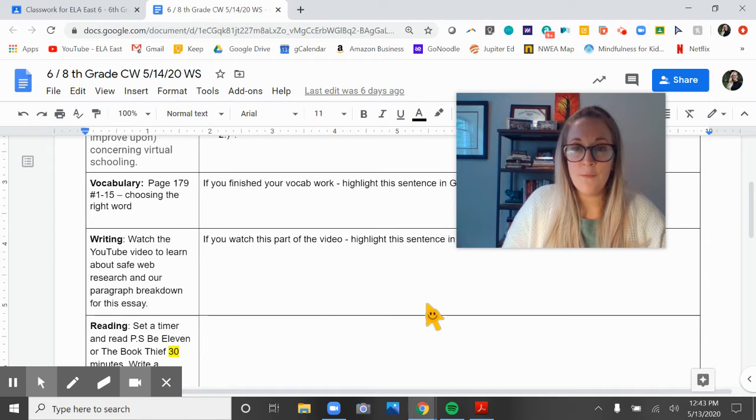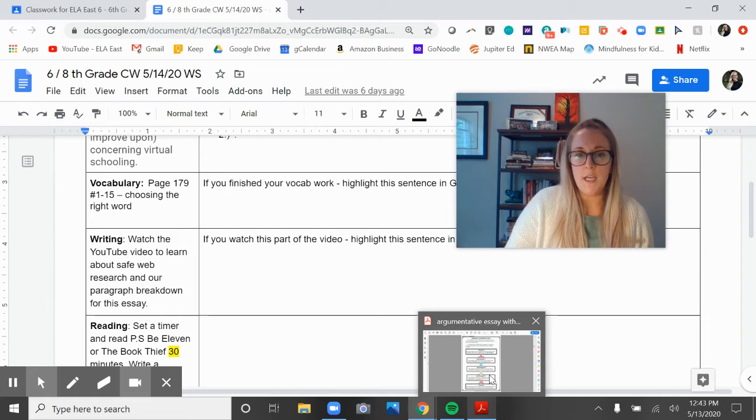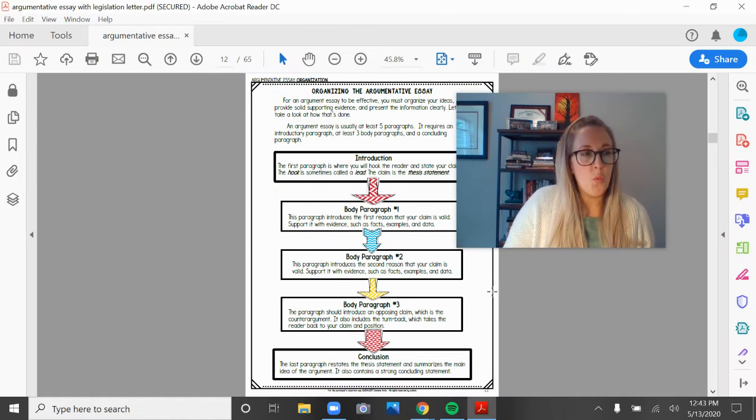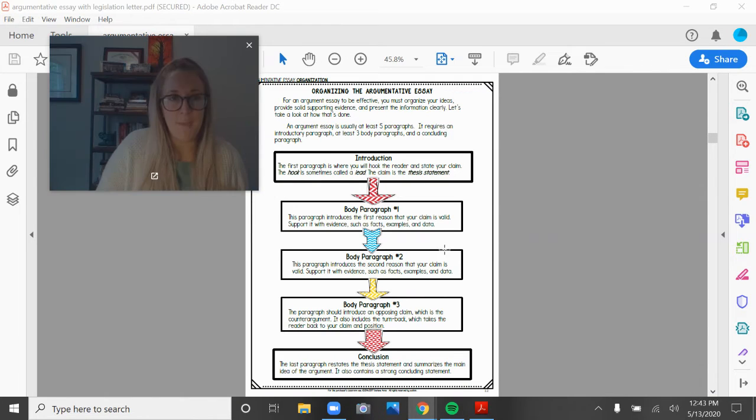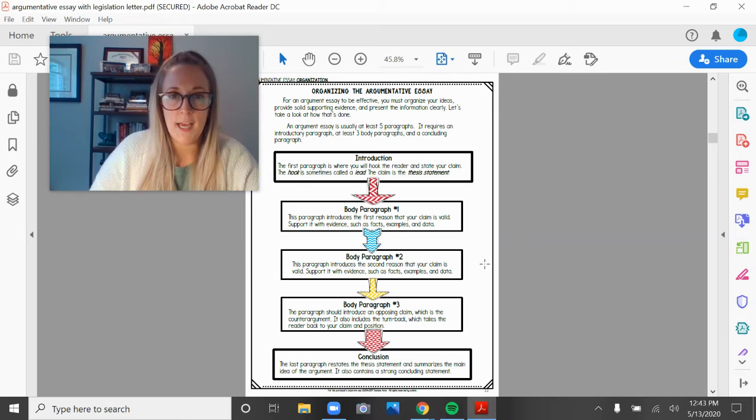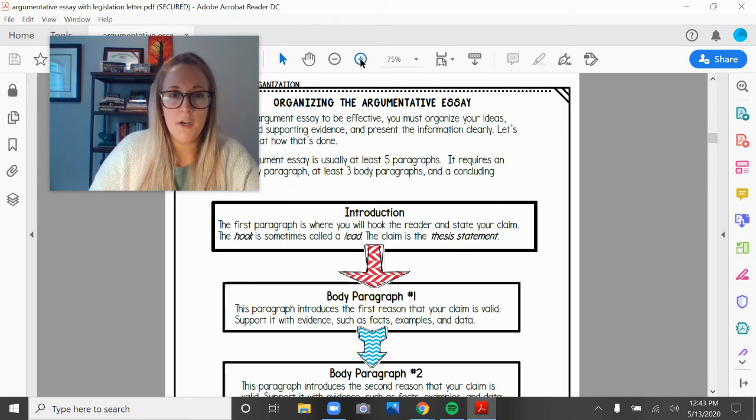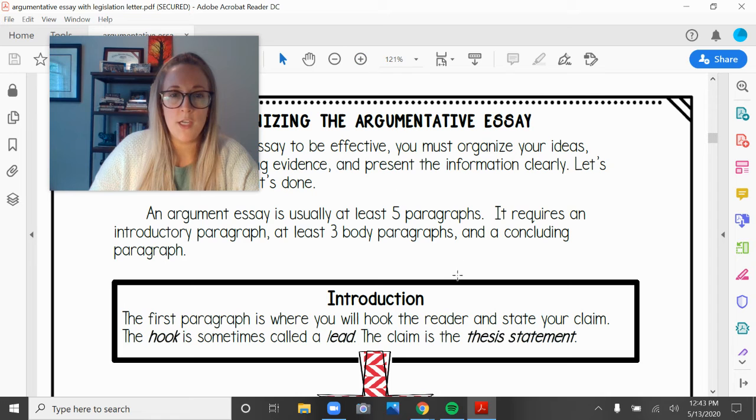All right, for our writing lesson today, this is actually the shortest one of the week. I just want to show you what your breakdown paragraph by paragraph should look like for this essay. So you're going to have 5 paragraphs in this essay. The first paragraph is going to be the introduction. It's where you're going to hook your reader into it. You're going to state your claim. The hook is the lead, and the claim is your thesis statement.